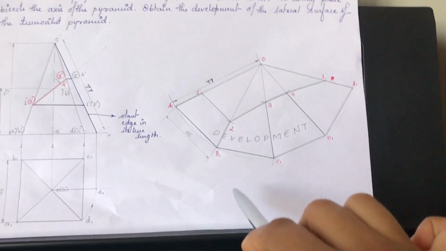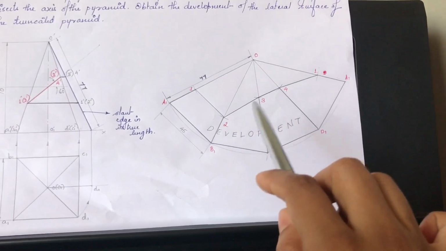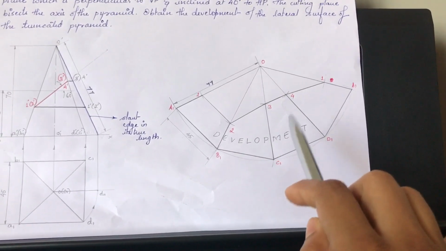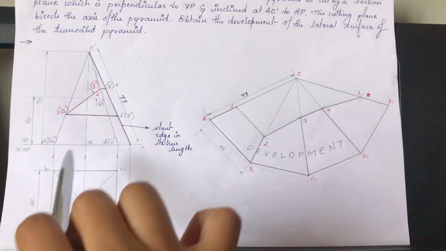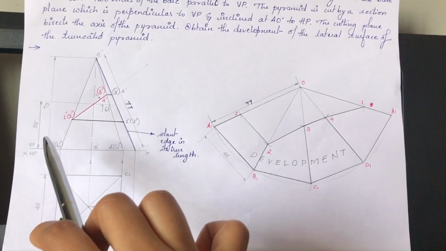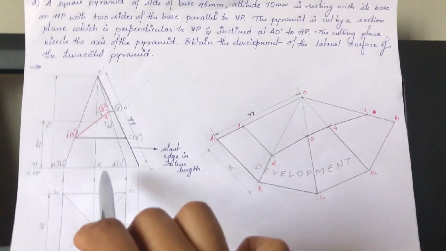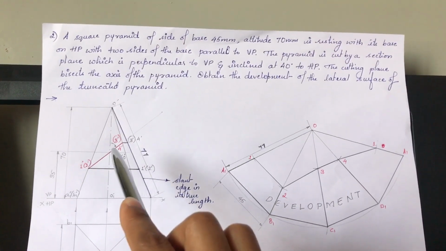Once you do that, then you have to go for actual marking of 1 2 3 4 in order to get the development. In order to get the development, as I said, you have to have all the true dimensions. Let us see which of these markings are on the true dimension. But before that, let us see how the sectioning has to be done.